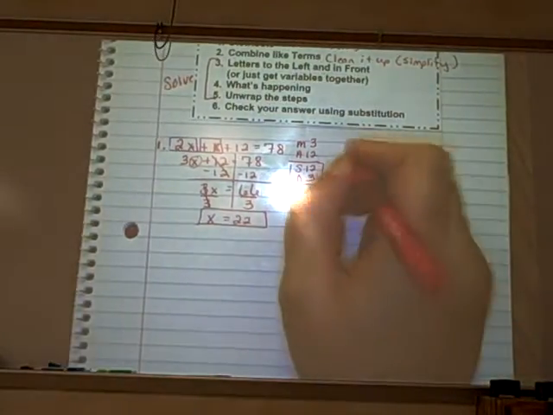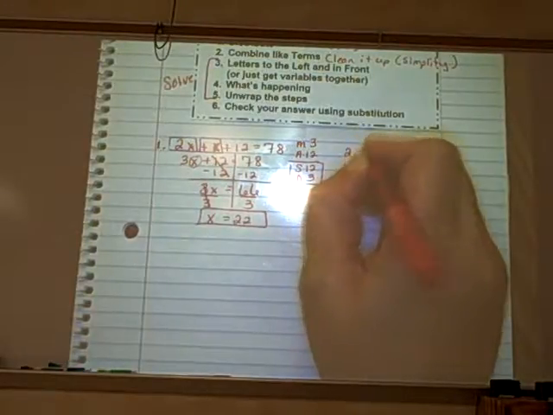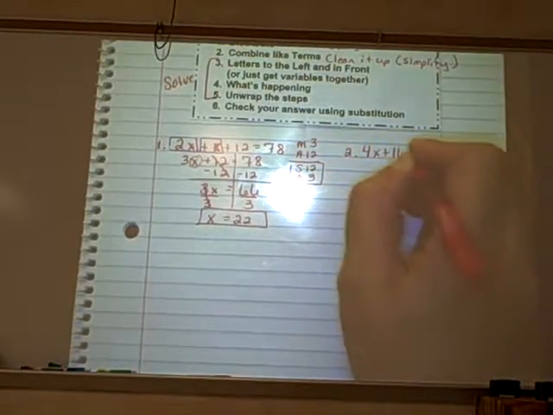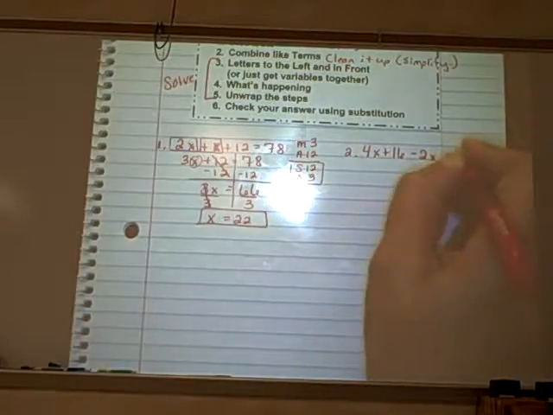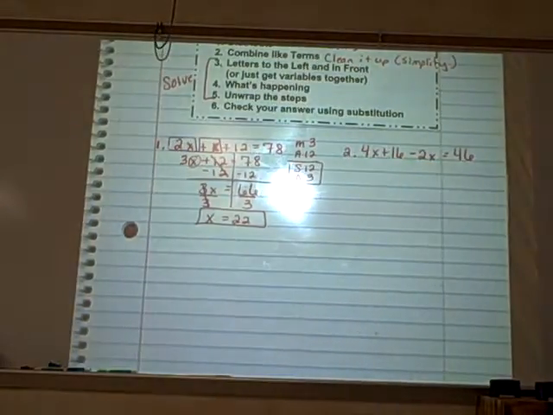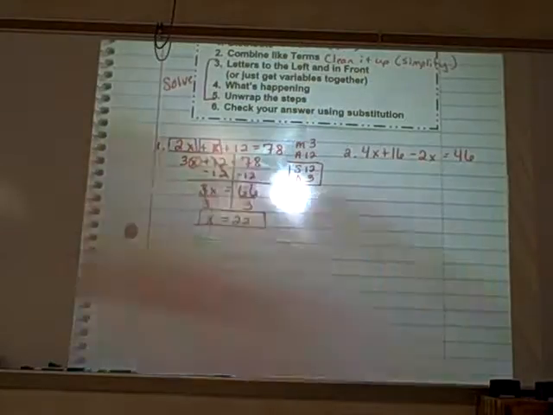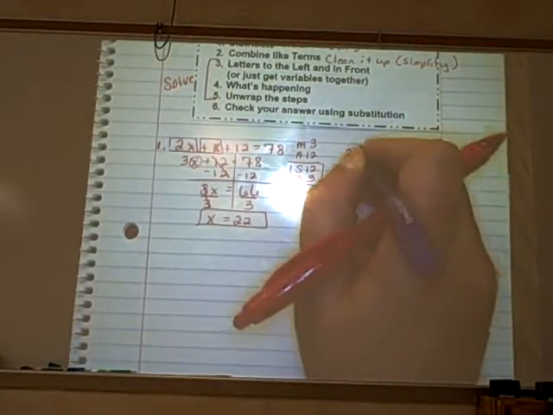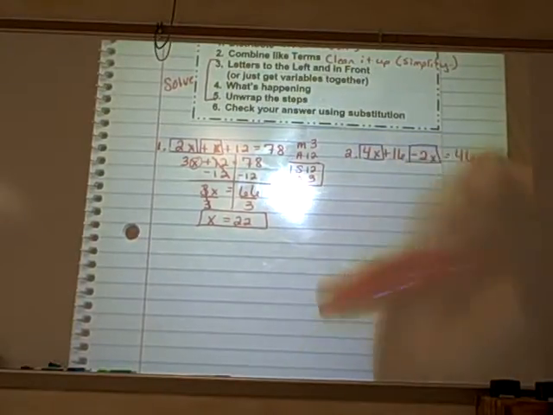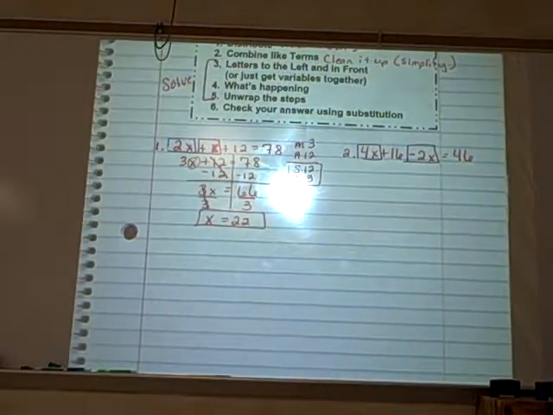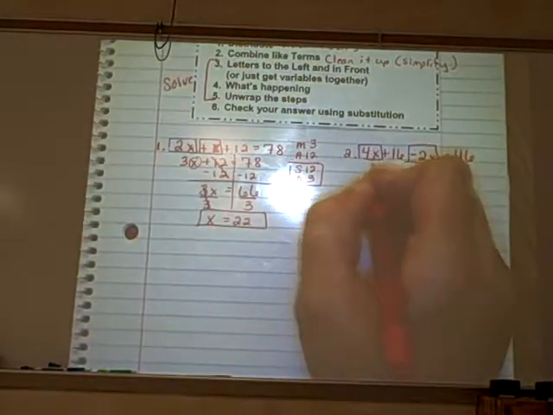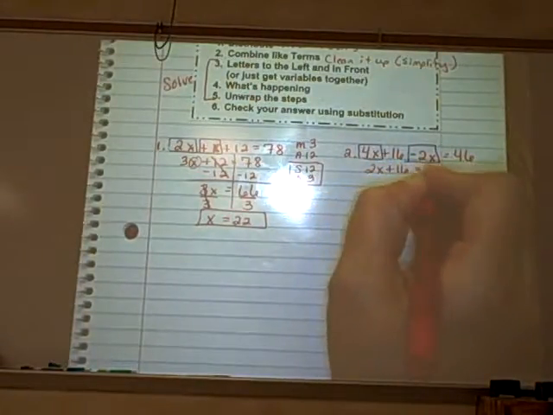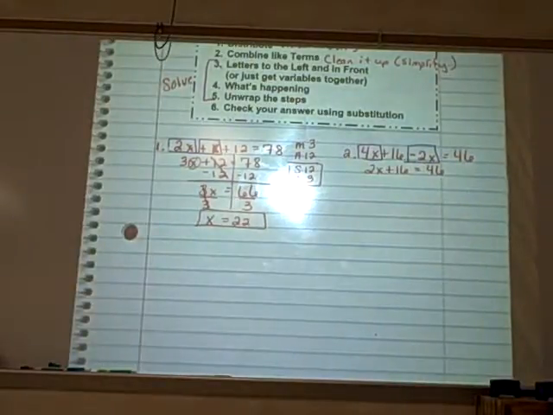All right, number 2. 4x plus 16 minus 2x equals 46. Do I have anything to distribute? Is there anything in parentheses or anything to pass out? No. Do I have anything I can combine? 4x and negative 2x. So what do I end up with when I combine those two? 2x, plus 16 equals 46. You guys see if you can solve it from there.